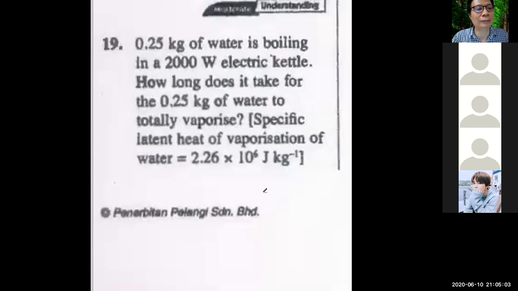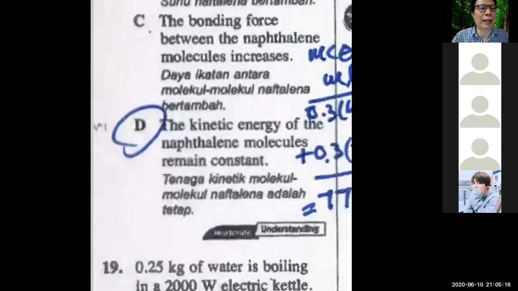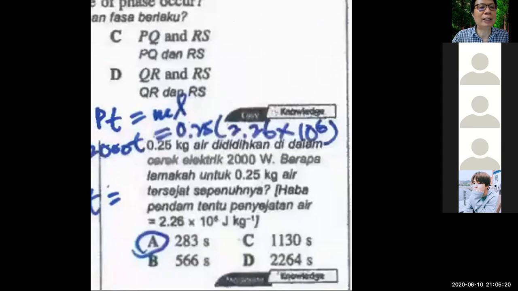The formula is what? You are given the power of the heater. Pt equal to? Equal to mL. Yes, very good. Okay, Pt equal to mL. So look at the answer. Pt equal to mL.